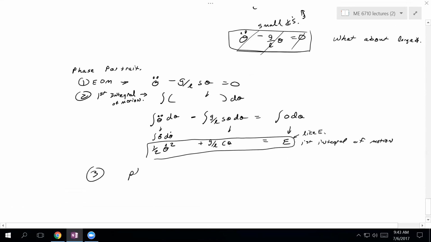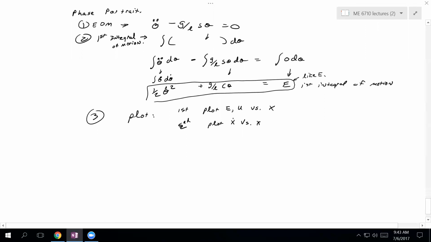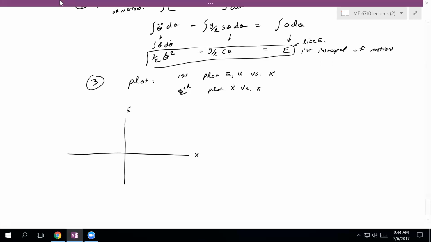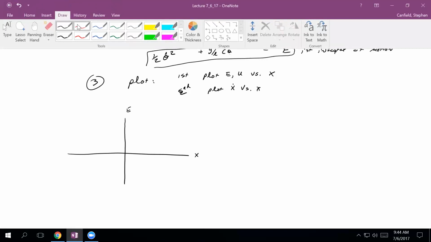Three, we're going to plot. To do that, we'll first plot E and U versus X, and then second, we'll plot X dot versus X. So first I'll get my E and U versus X, and I'm going to consider a couple energy states.